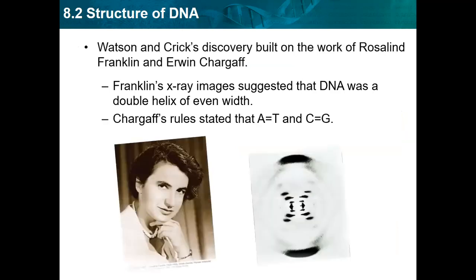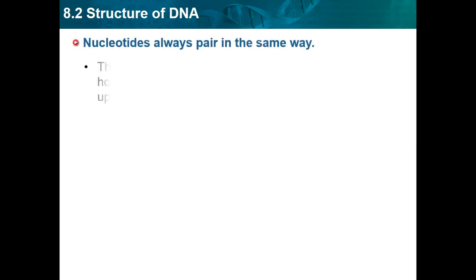Watson and Crick's discovery built on the work of Rosalind Franklin and Erwin Chargaff. These two scientists were great scientists. Franklin's X-ray images gave Watson and Crick the suggestion of what the DNA looks like. The DNA was a double helix and is even in width, because one double ring pairs with a single ring, one purine with one pyrimidine. Chargaff's rules state that A will go with T, while C will go with G.